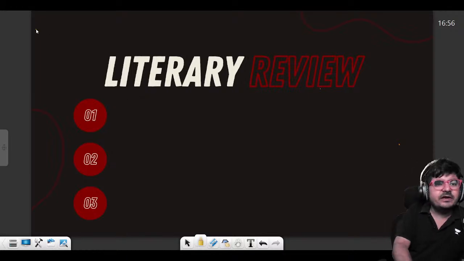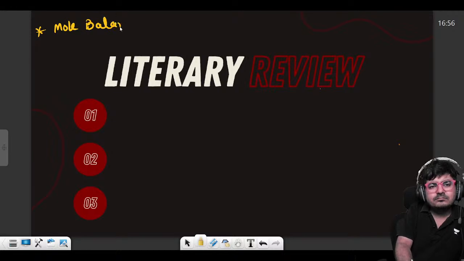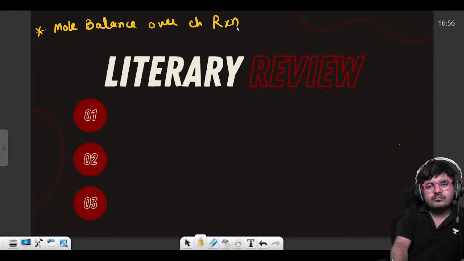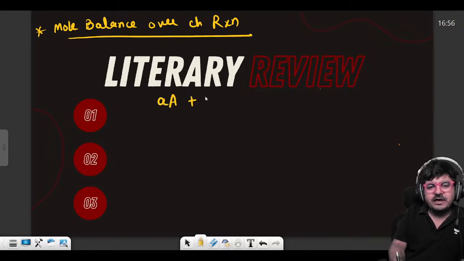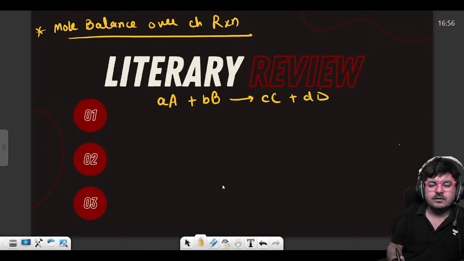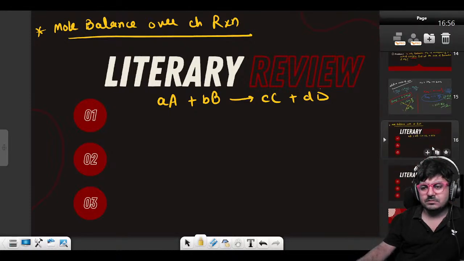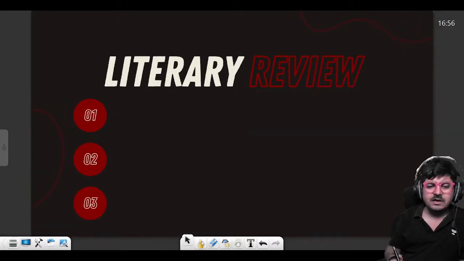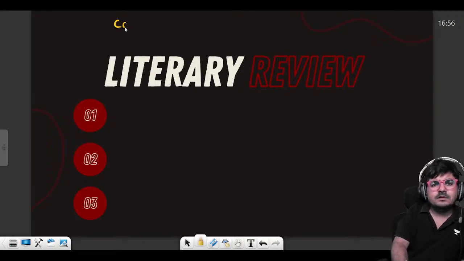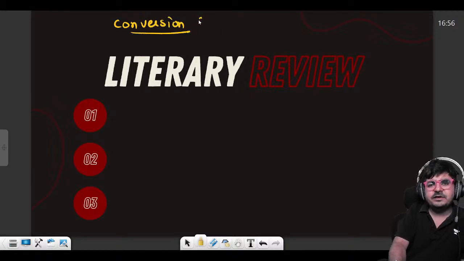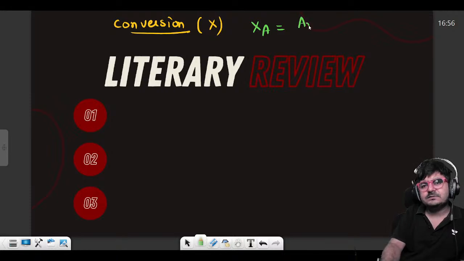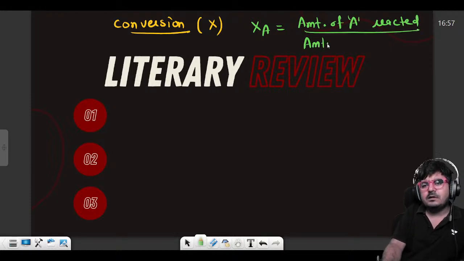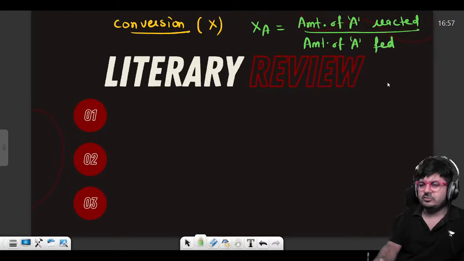Now, the mole balance over chemical reaction. Suppose we have a chemical reaction A plus BB gives CC plus DD. Before we talk about the mole balance here, you should understand few terms like conversion, which is generally denoted by capital X. Okay. So if I talk about the conversion of component A, it can be defined as amount of A reacted to the amount of A fed or supplied to the system, to the reactor.